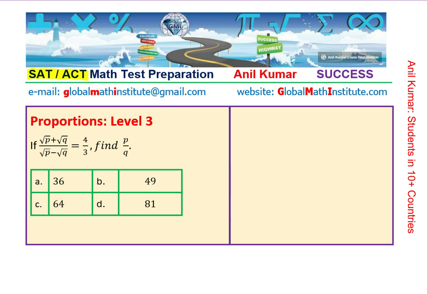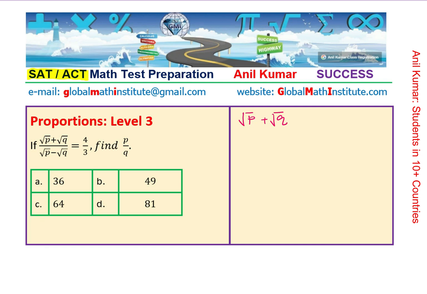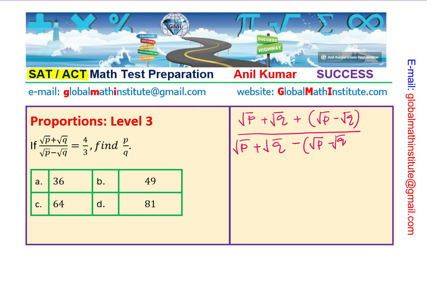Here is the last question for you. We are treating this as level 3. So apply the same property, right? So what are we going to do? We have square root of p plus square root of q, right? Add what is given in the denominator, which is square root of p minus square root of q, over, from the same thing, subtract square root of p minus square root of q. And that should be equal to 4 plus 3 over 4 minus 3.